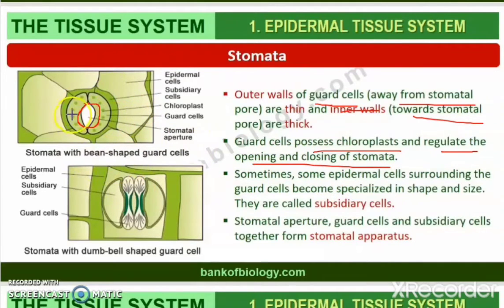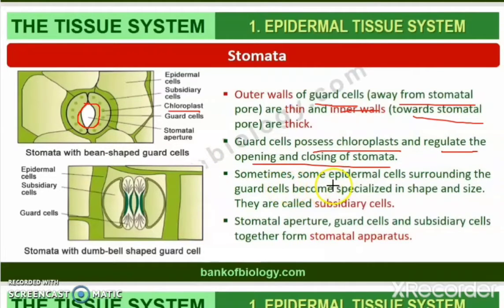What does the guard cell contain? It contains chloroplast. Like a cell, it contains other organelles also. Along with that, it has chloroplast, and it also helps in regulating the opening and closing of the stomata. So they are the ones who have the chloroplast and they help in opening and closing of the stomata. Their main work is to carry out this opening and closing of the stomata.